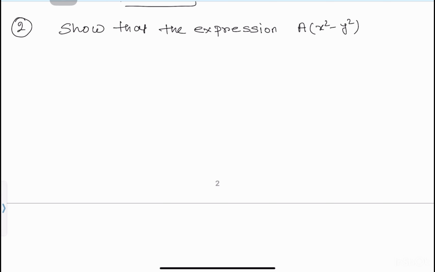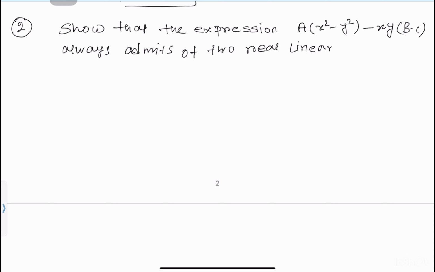Next, the second question: show that the expression a x square minus y square minus x y b minus c always admits two real linear factors.